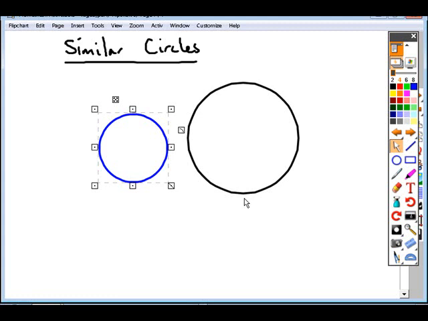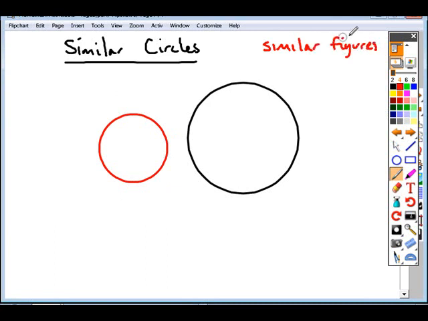And anytime figures are similar to each other, the following relationship holds true. Similar figures have proportional parts.